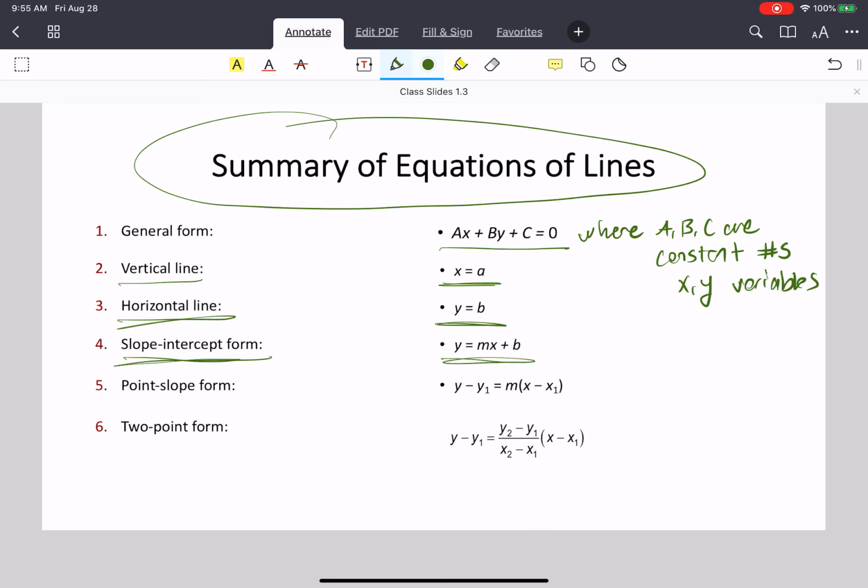slope-intercept form is always y equals mx plus b, point slope is y minus y1 equals m times x minus x1, and two-point form is basically a modified version of the previous one. All you do is replace m with the slope, because you first find the slope using two points, and then you substitute it in the point slope format. So yeah, that's all for linear equations.